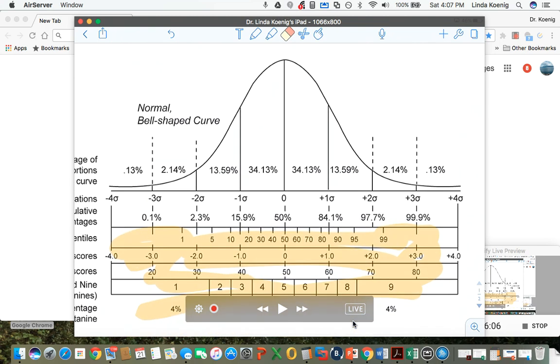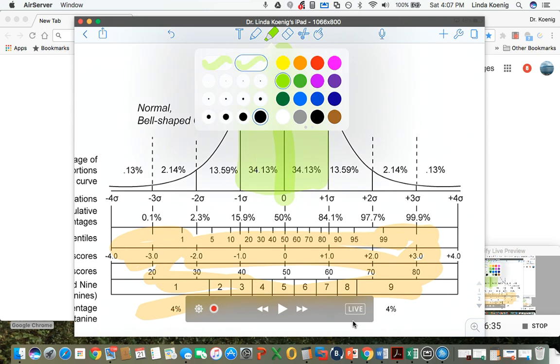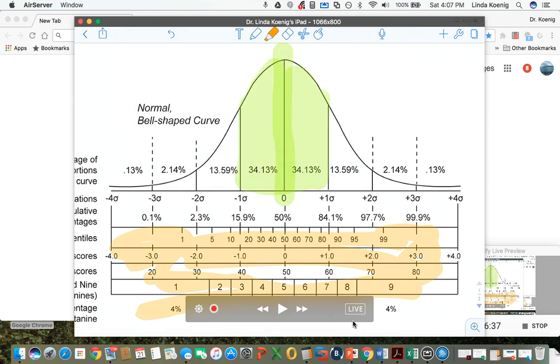So let's say we want to look at, like, we're really exceptional, and instead of being right here at the middle, or in this 68.26% here, that's our one standard deviation above and one standard deviation below, right? So instead of that, we want to look at somebody that is a little more exceptional, right? Not quite so average in the middle. So we might come over here.